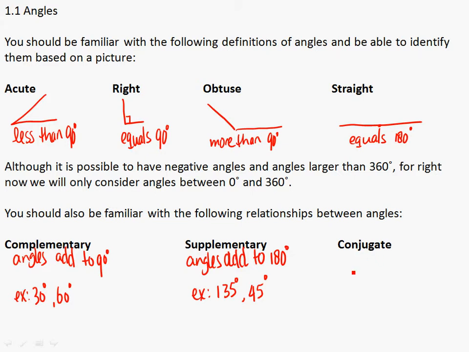Conjugate, we don't use it a whole lot, but the book uses it as a term, and that will be when angles add to 360. For example, these two angles. And you'll most likely see these in small word problems, or just problems actually, that you'll see here on the next page. So can I move on?